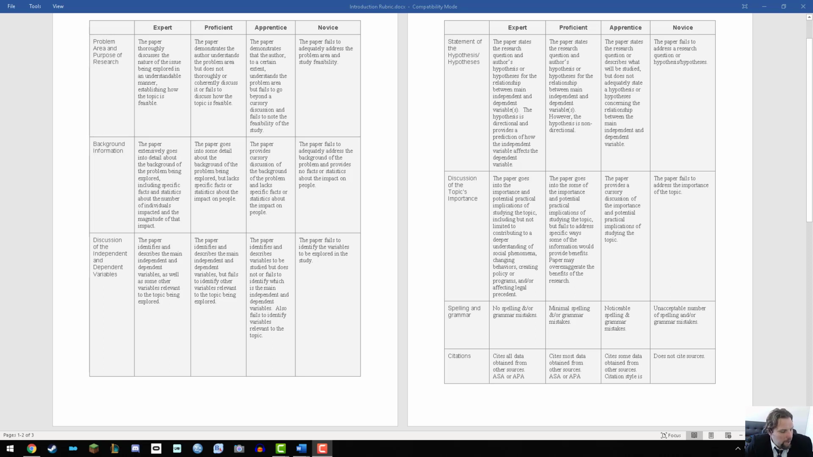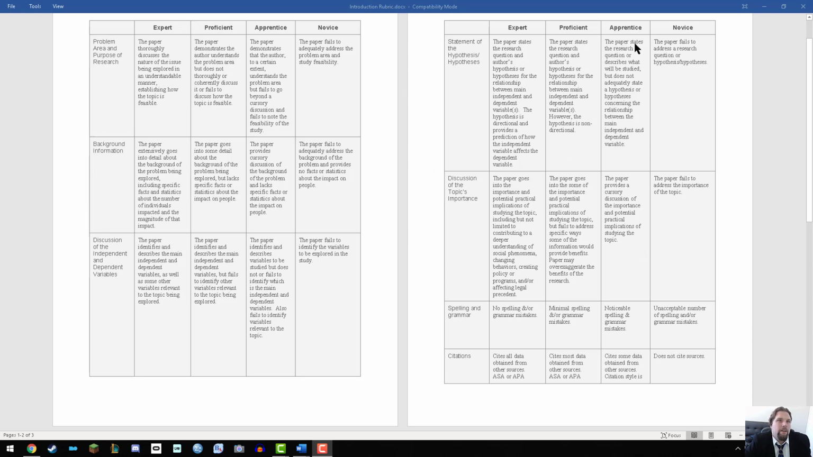Now, I do want to note a couple of things in advance before I talk about this. First and foremost, of course, I'm using my own rubric for my classes in determining what grade I should give a paper based on how well they cover certain topics in that introduction section.